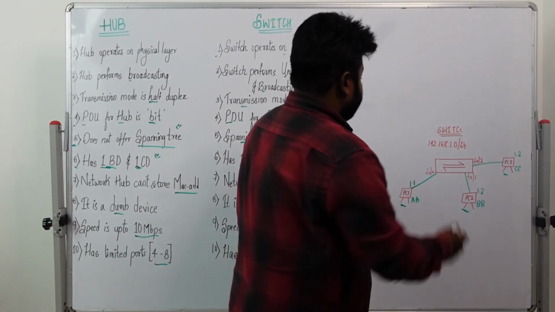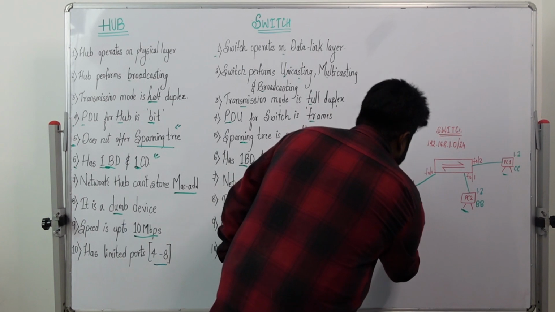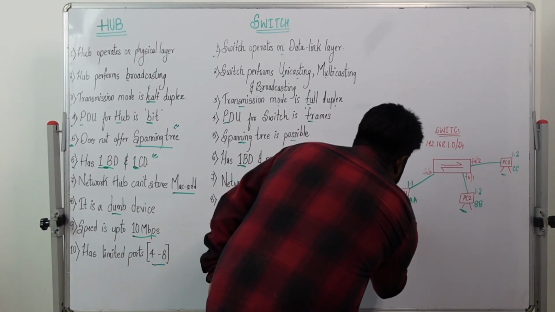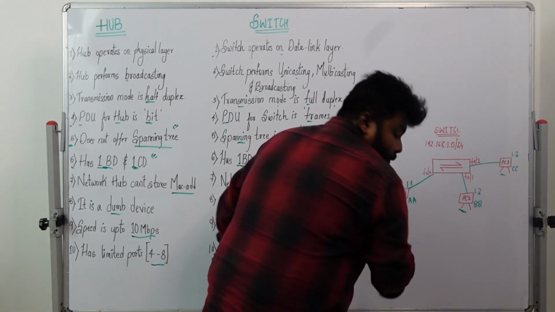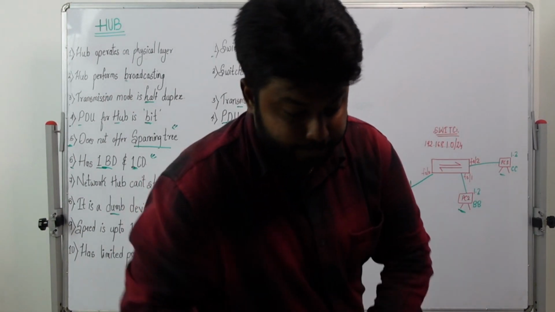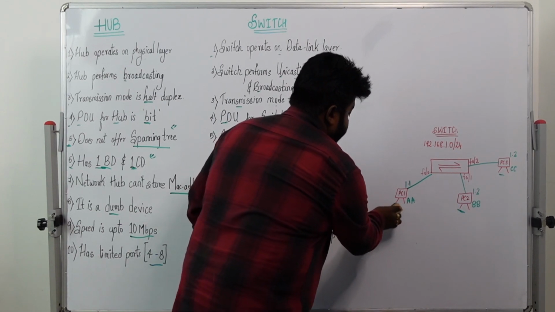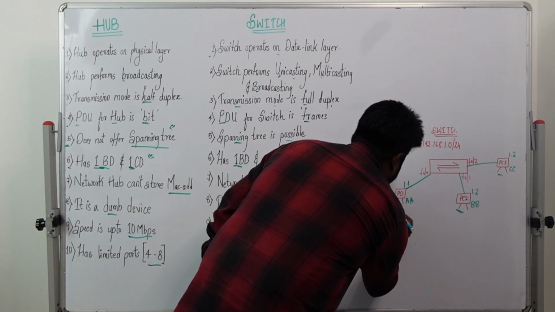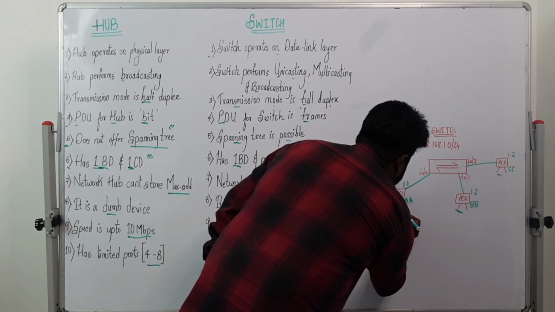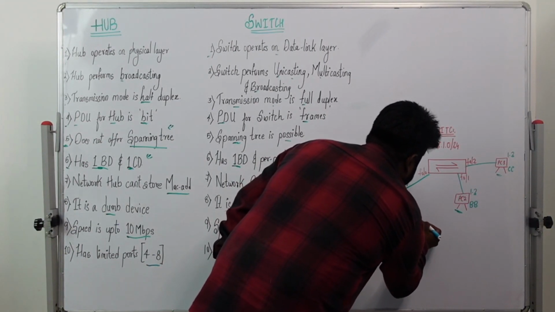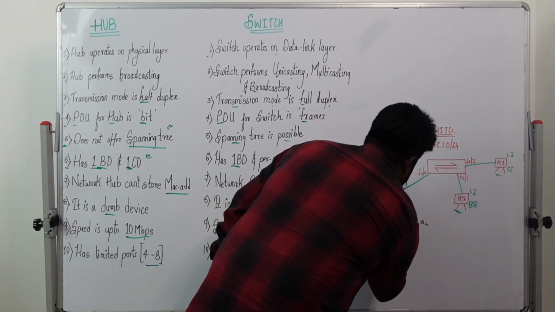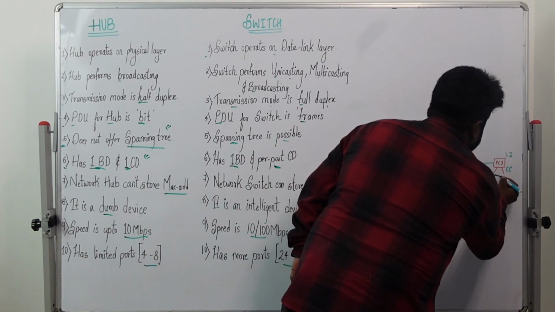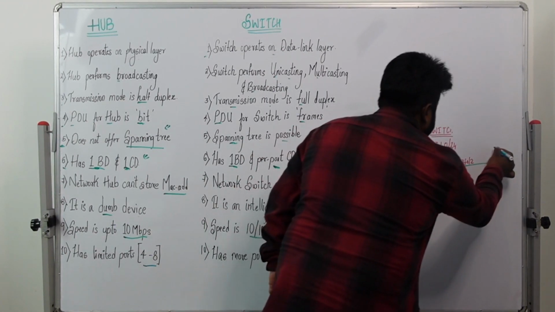So if we talk about the basic mechanism of a switch, let's say PC1 wants to transmit data towards PC3. If we talk about the source IP, the destination IP, the source MAC, and the destination MAC. So if we talk about the source IP, let's say PC1 is my source, and let's say PC3 is my destination, right?